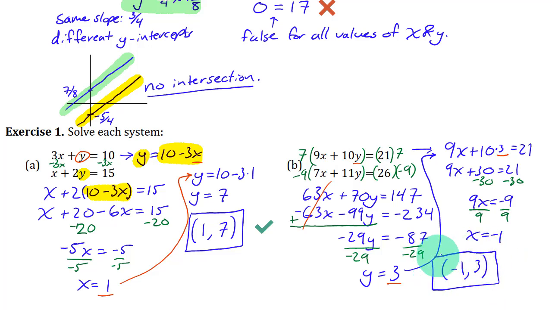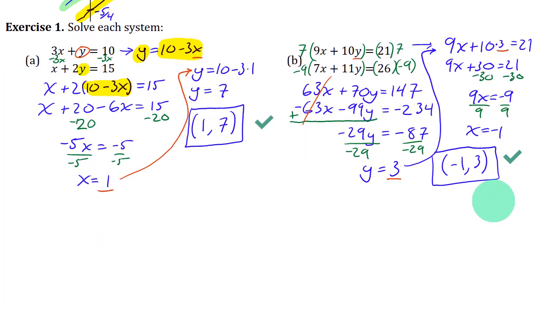It's never a bad idea to plug these in for the x and y to check. I can do this in my head pretty quick because I do this all the time, but you might need to write it out. So it's going to be negative 9 plus 30 is 21. That works. Negative 7 plus 33 is 26. That works. So that's your solution there.